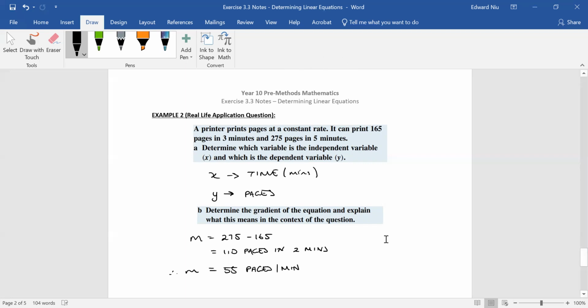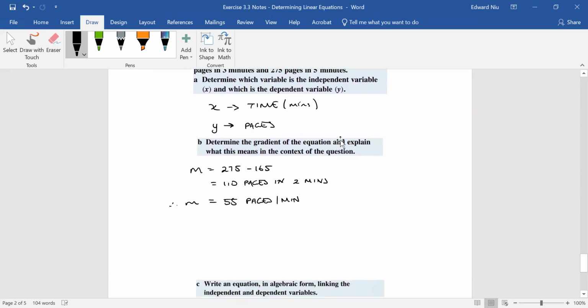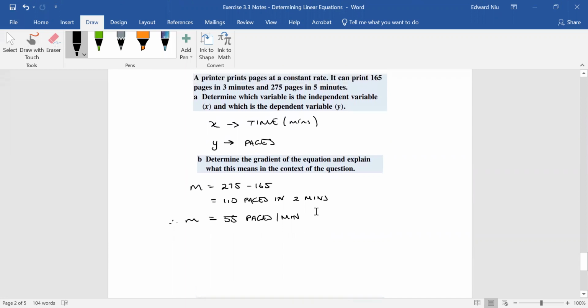Our C value, our constant in the y equals mx plus c, that's always our starting point. So what does this mean in the context of the question? Well, the printer is printing out 55 pages per minute. Based on the rates above, if we went 275 take away 165, and we know that there's 2 minutes of printing for that to happen, which means we're printing 55 pages per minute. So here it says, write an equation in algebraic form linking the independent and dependent variables.